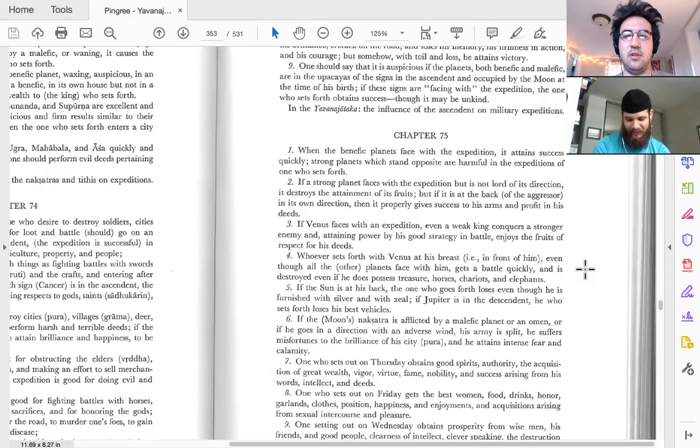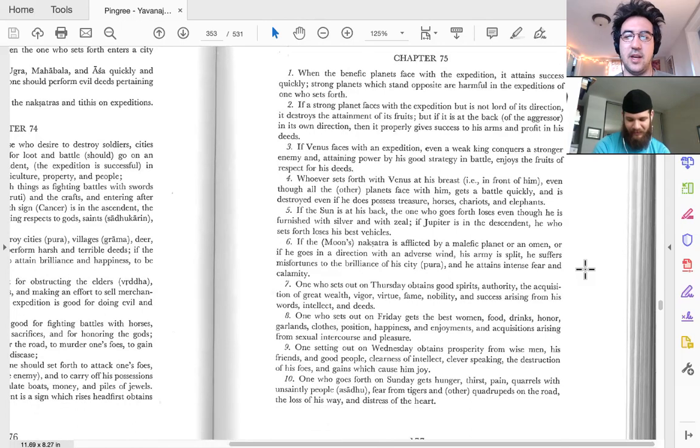Okay, so chapter 75, which was more about expeditions, right? Yes, kind of, and we spent a lot of time on that. We are talking here about planets and days and how they can affect an electional muhurta, how he goes into expedition. Which is very interesting.